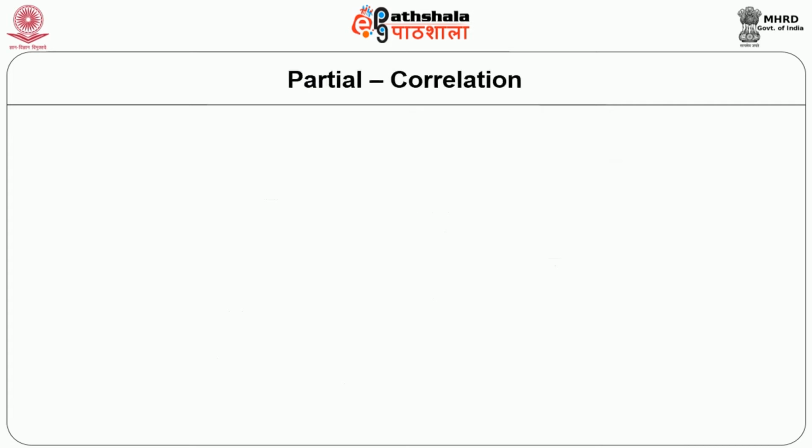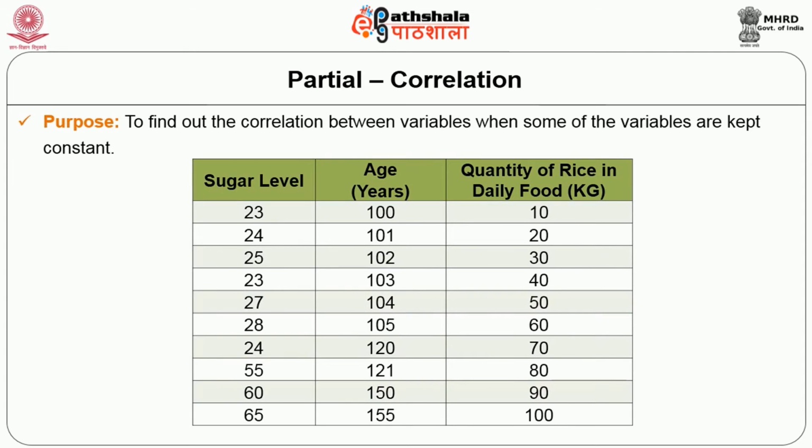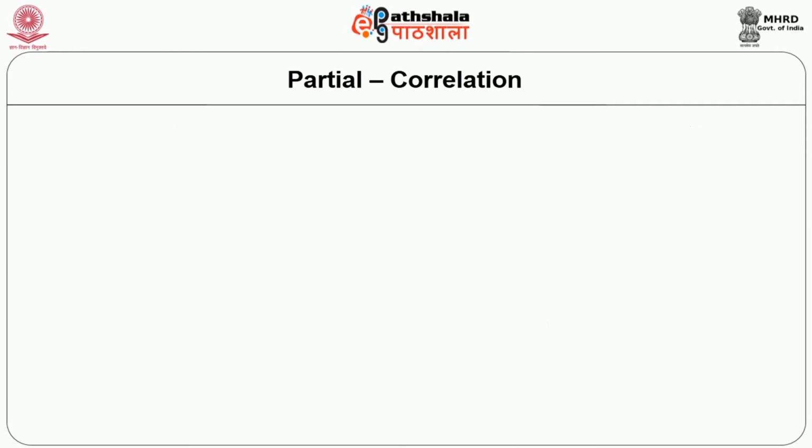Then let us discuss partial correlation. Purpose: to find out the correlation between variables when some of the variables are kept constant, calculate the partial correlation coefficient. The following example will clear the calculation of partial correlation coefficient in the SPSS software.